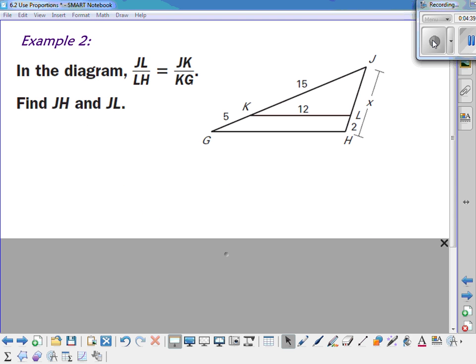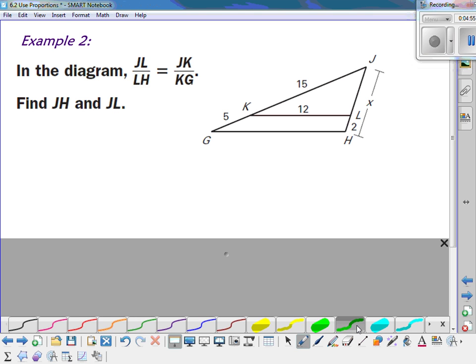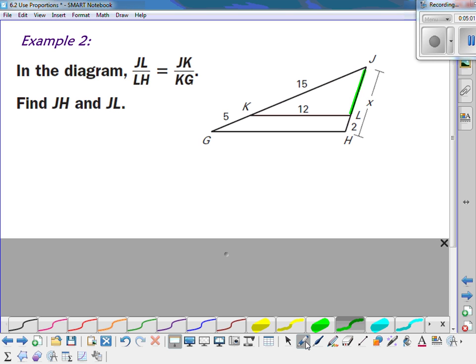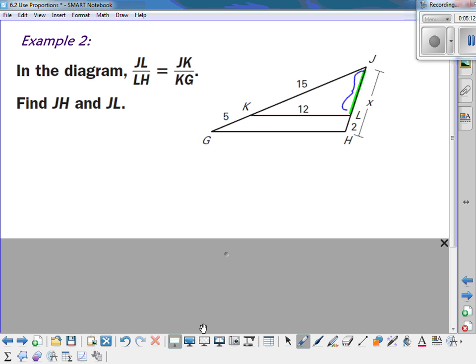If we look at example 2, in the diagram, JL over LH is equal to JK over KG, and they want us to find JH and JL. JL is this segment right here, and then LH is down below it. They didn't really give me an expression for JL. They told me that JH, the whole thing, was X, and that lower part was 2. So I need to come up with an expression for JL, which is X minus 2. Now I can set up my proportion.